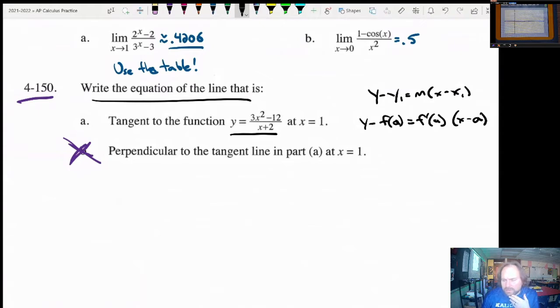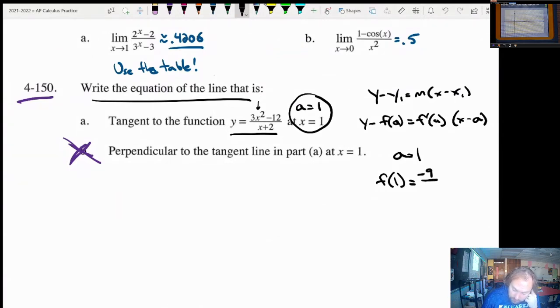Instead of x1, we think about some given value a. In this case, that's going to be 1 right there. So we know that a is 1. What we need to know is what f of 1 is. So if I plug 1 into this function, we get 3 minus 12, which is -9, over 3, which is -3. So there's that.